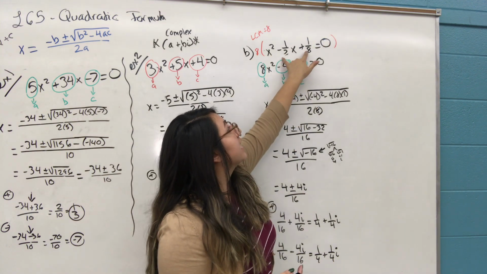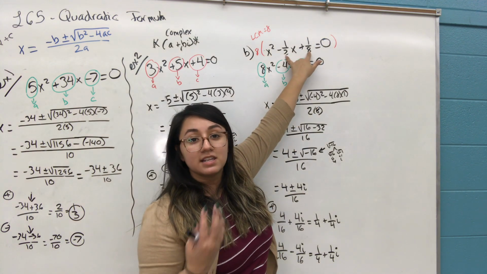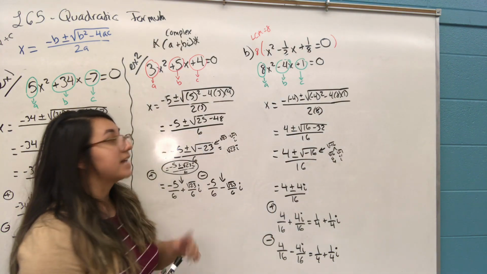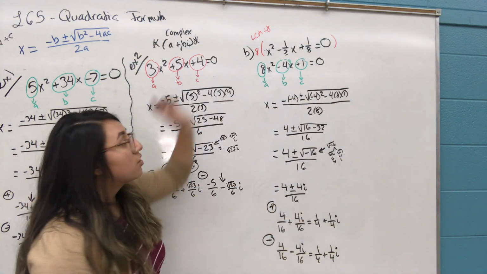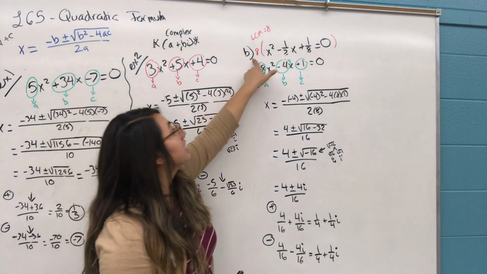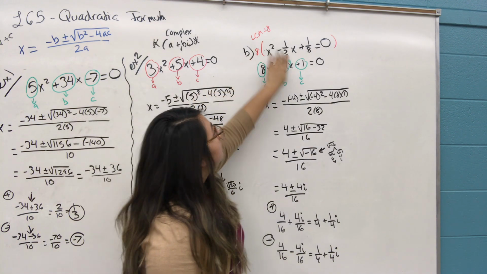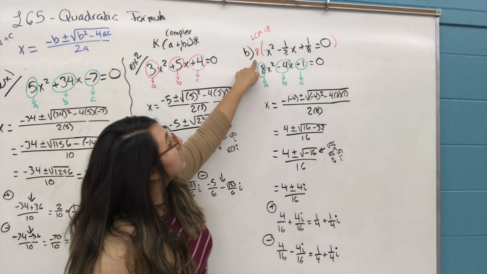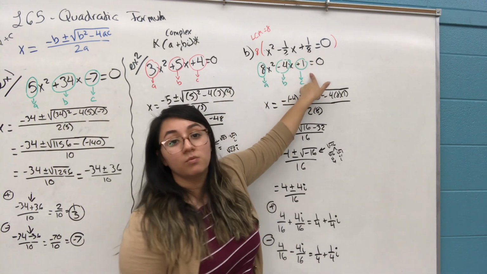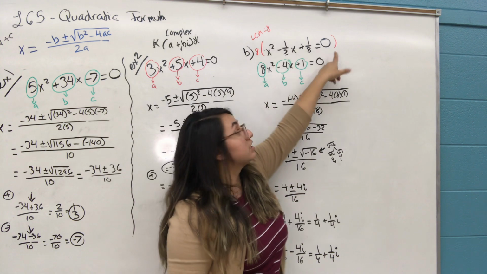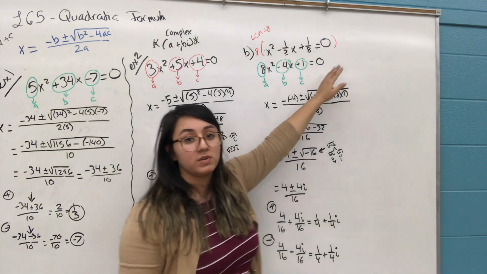So the 2 fractions I have are 1/2 and 1/8. The least common multiple for those 2 is actually 8. I'm going to multiply the whole equation by 8. So 8 times x squared, 8x squared. 8 times negative 1/2, negative 4. 8 times 1/8, that's 1 there. And then 8 times 0 is 0, so include that number as well.